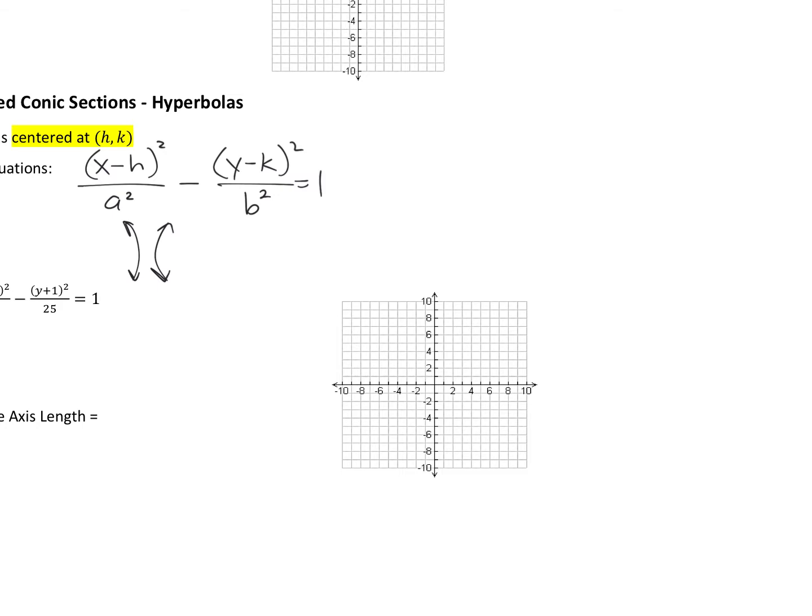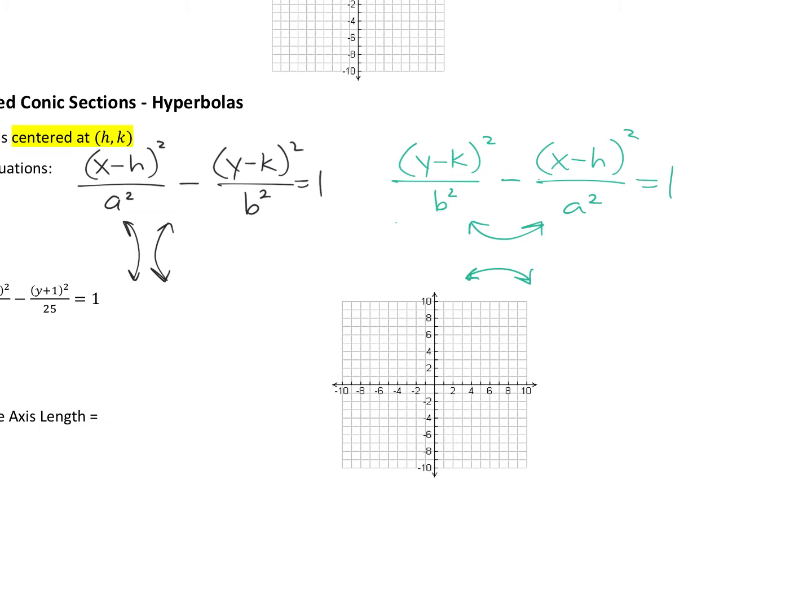Okay, if it looks the other way, then it's this equation. Then it's going to be (y - k)² / b² - (x - h)² / a² = 1. And that's if your hyperbola looks like that.